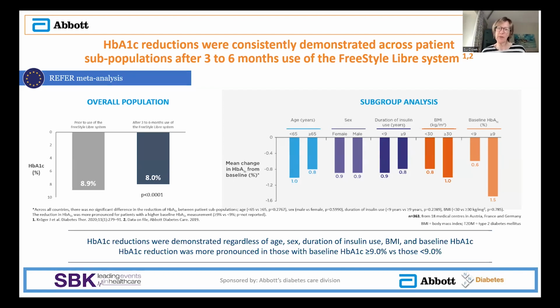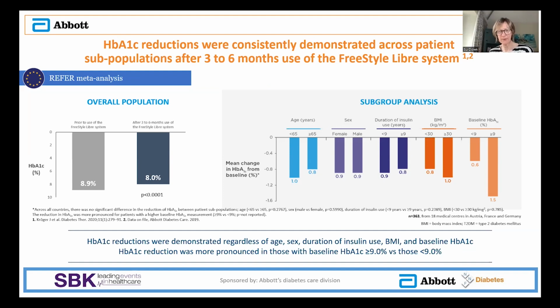And so here we were looking at cutting this data slightly differently, again looking at the population who had access to this technology and seeing that just using it at all reduced the HbA1c over time. That was just after 3 to 6 months, you can see a drop in their HbA1c from the European values of 8.9% to 8%, which is a reduction of about 10 millimoles per mole. But the subgroup analysis to me is fascinating.